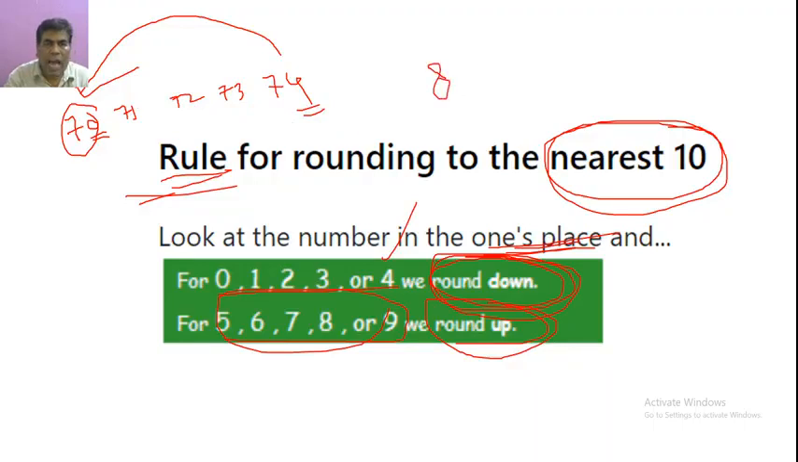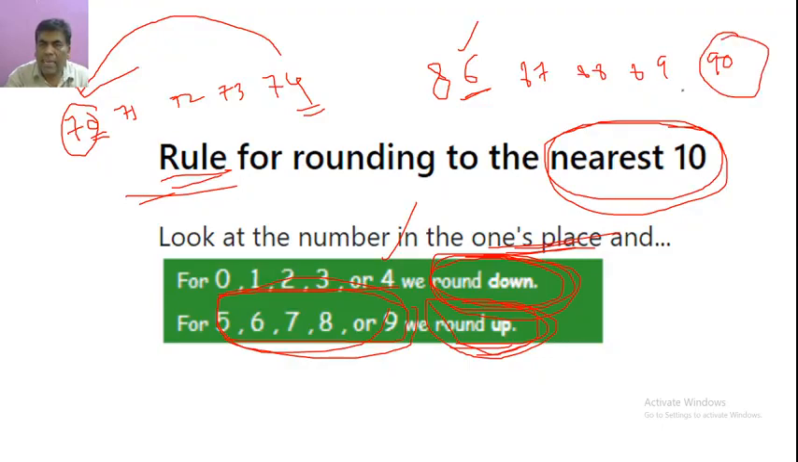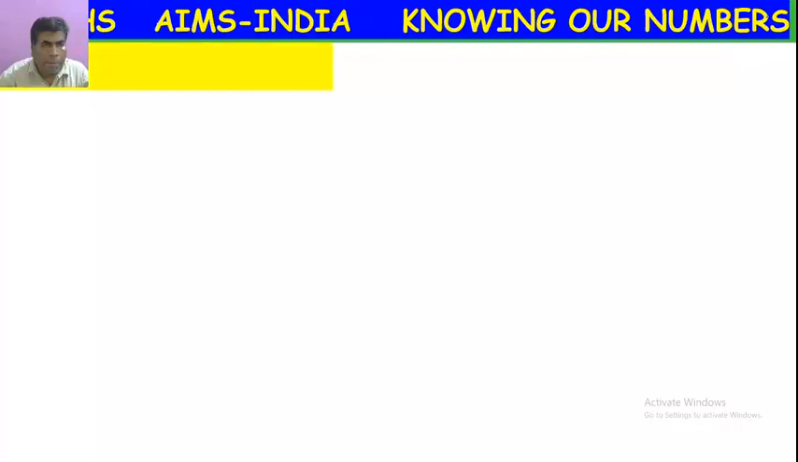Or else, if I have 86, what is in the units place? 6. If we have 5, 6, 7, 8, 9, what do we have to do? We have to round up. Means after 86 comes 87, next 88, next 89, next what will we get? 90. What is the nearest 10? 90. So 86 is rounded off to 90. Like that we have to round it off.